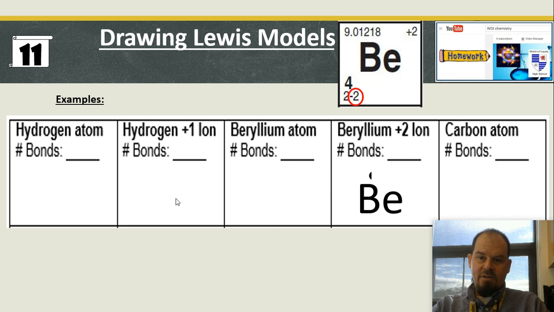He's got 2 valence electrons, so first 2 together, but then he's a +2 ion. +2 ion means protons are winning. Then protons are winning, that means I must have lost electrons. I lost both of them. Boom, there they go. They're gone. See? And now I need to put my charge. How many bonds is it going to make? Well, check it. +2 makes 2 bonds.